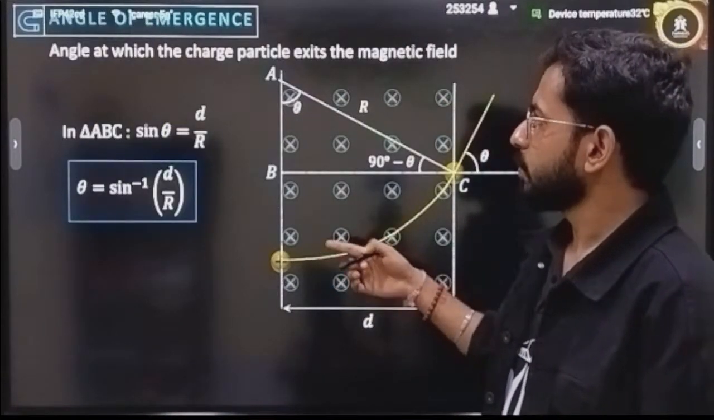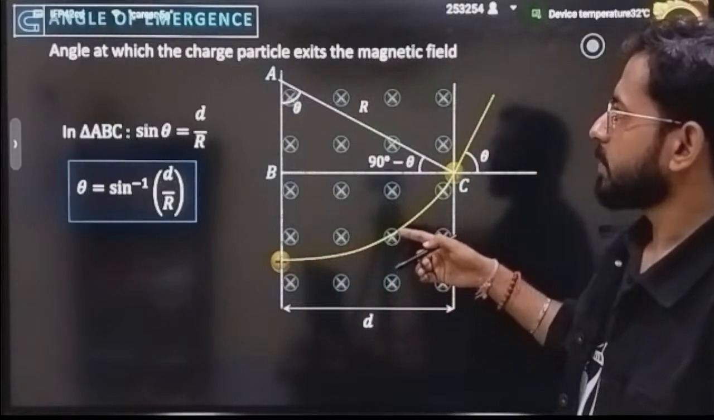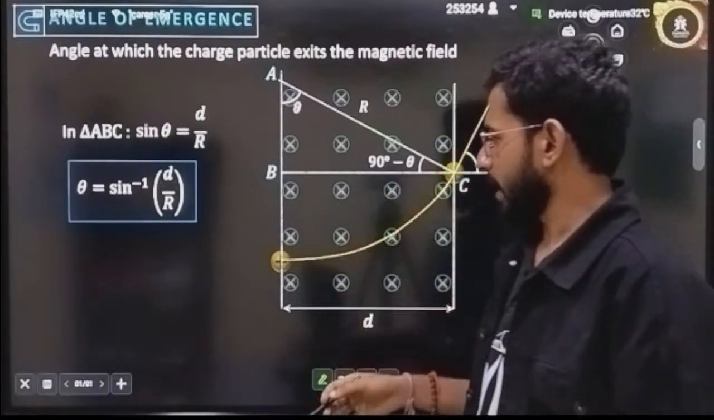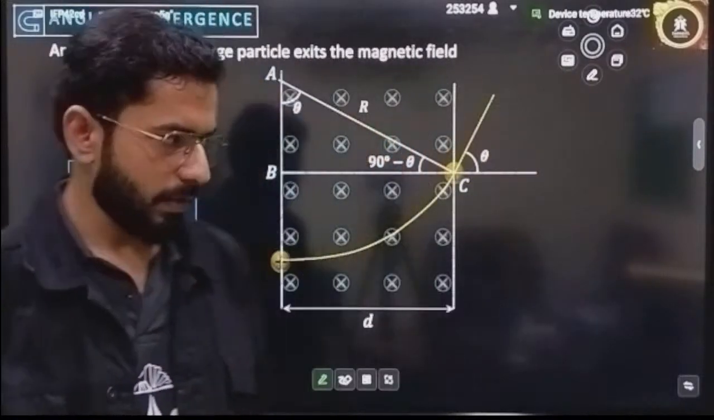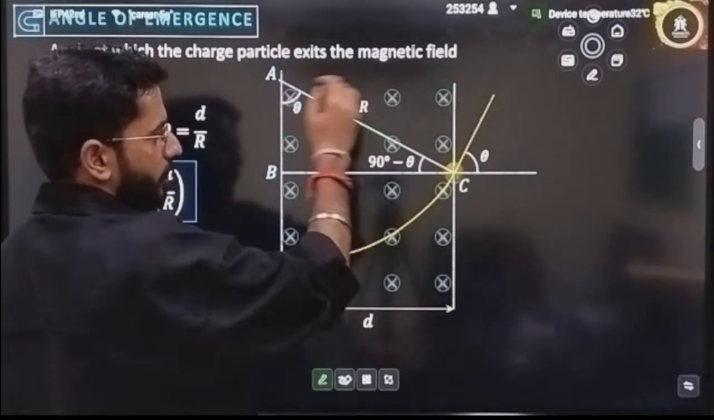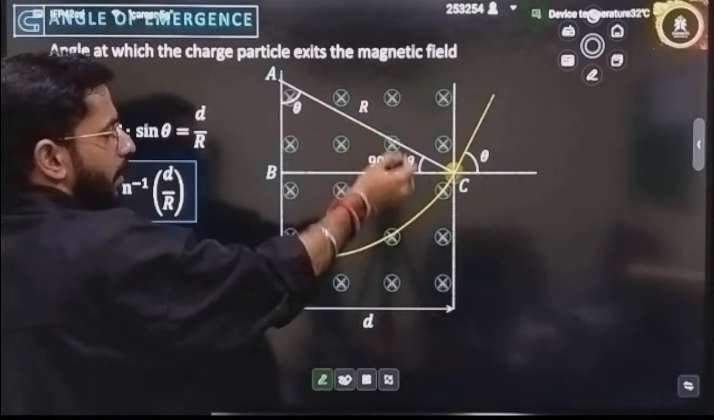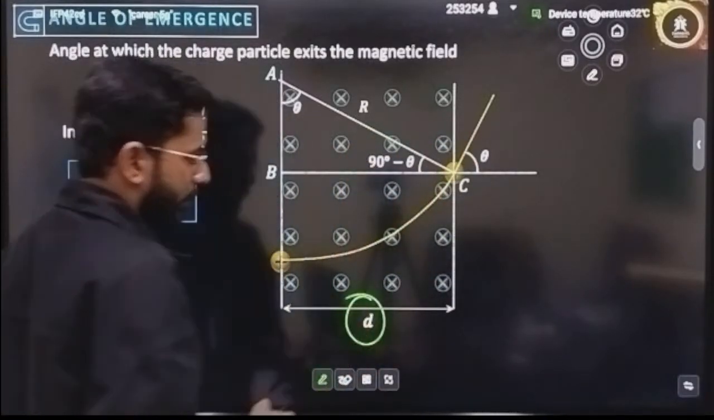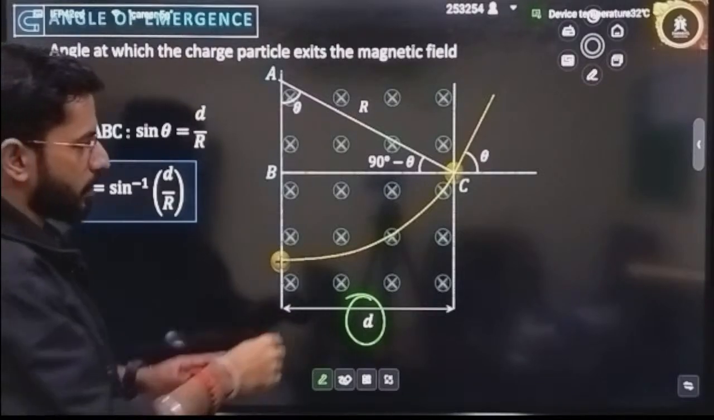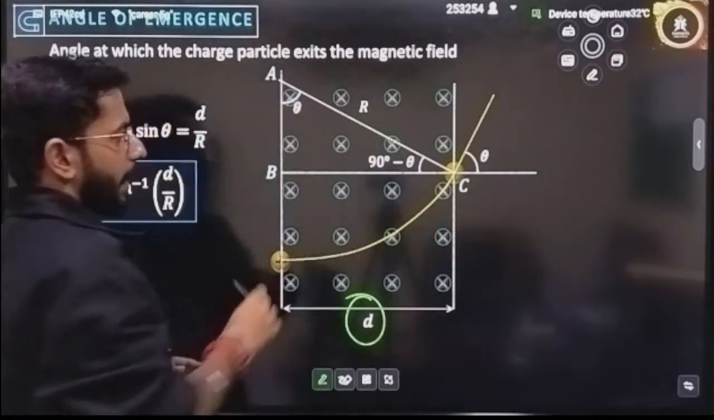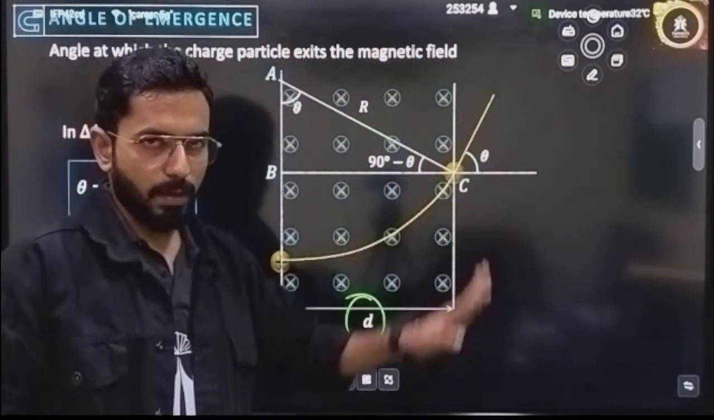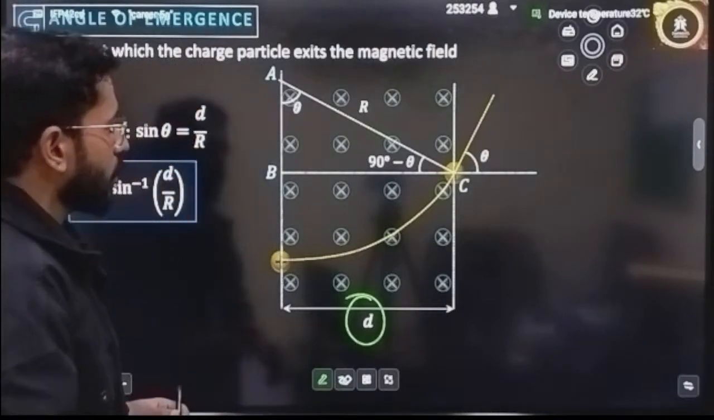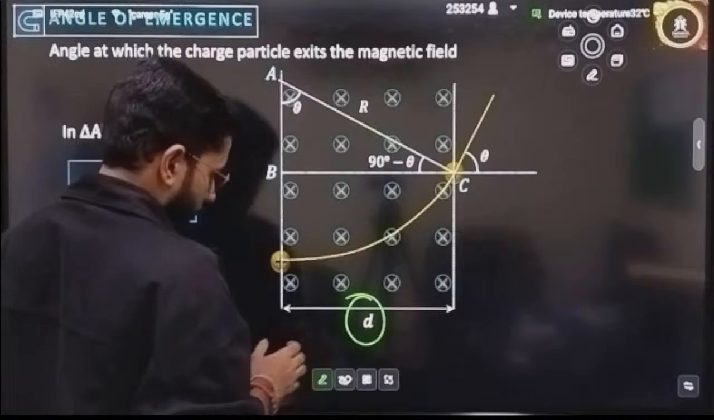Now here the question is asking you the angle at which the charged particle exits the magnetic field. Let's suppose at any general angle. How will we draw that? This time I am not giving you sufficient space for it to come back. This much is the only range for this magnetic field, and the distance given is d. So it is not sufficient space to take a complete U-turn and come back again. So in between it is going to exit the magnetic field, and you have to tell me the angle at which it is going to exit. So how will we calculate that?